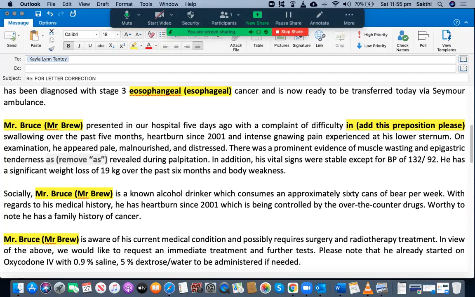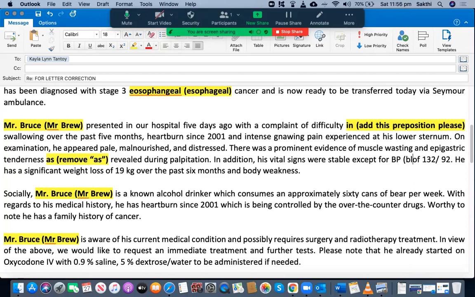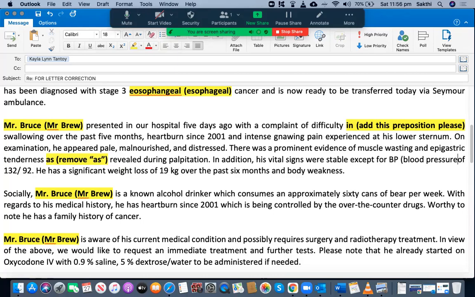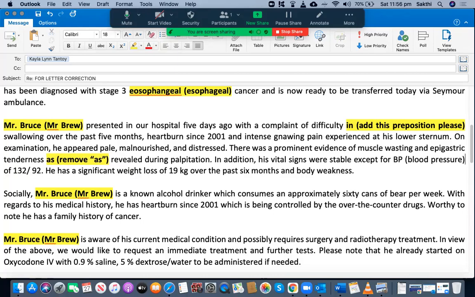You can say "revealed during palpation." In addition, his vital signs were stable except for BP. You should always expand the abbreviations. I would recommend my students to expand all the abbreviations in their letter because you need to write a formal letter. If you use abbreviations without expanding them, you are going to make your letter more informal, which is not good.